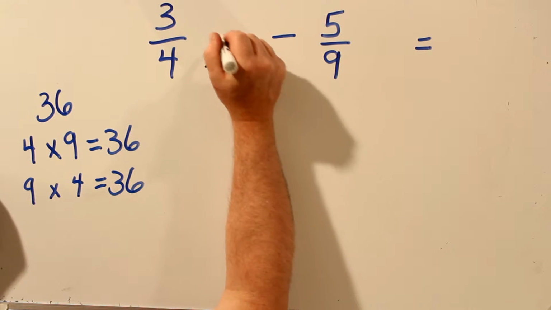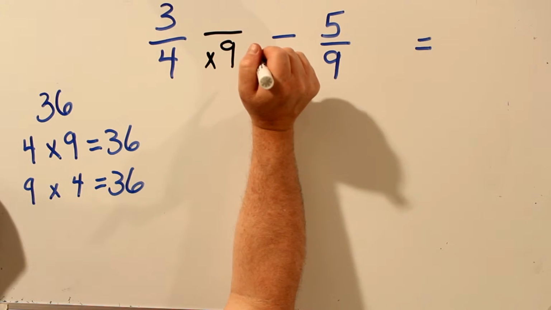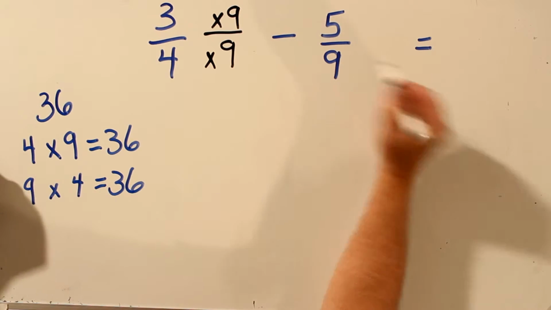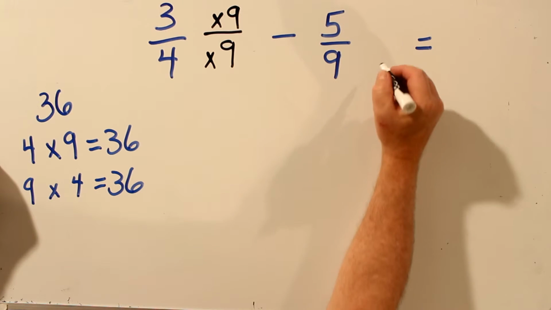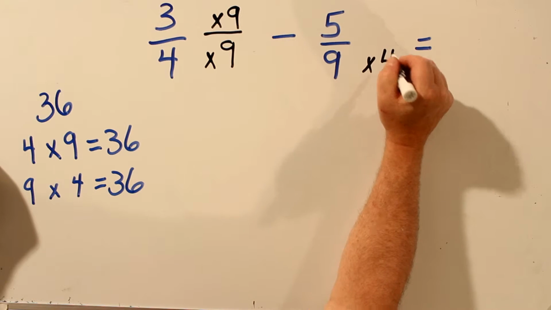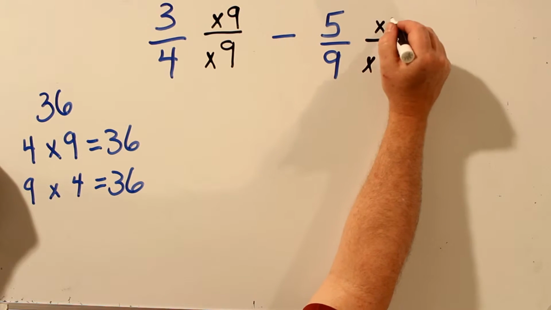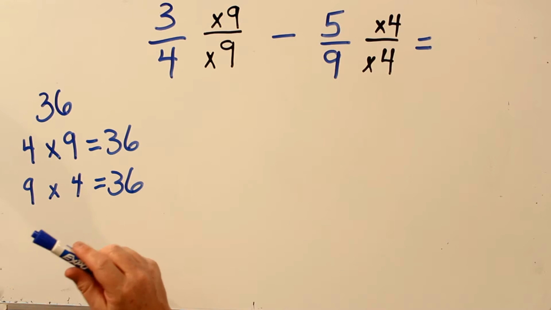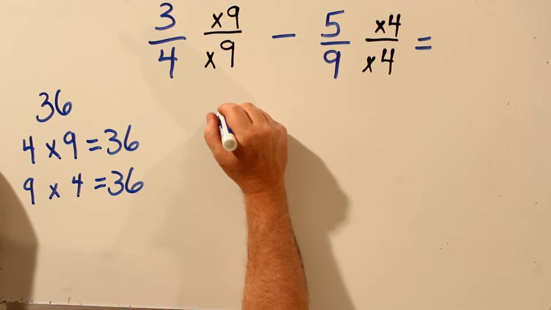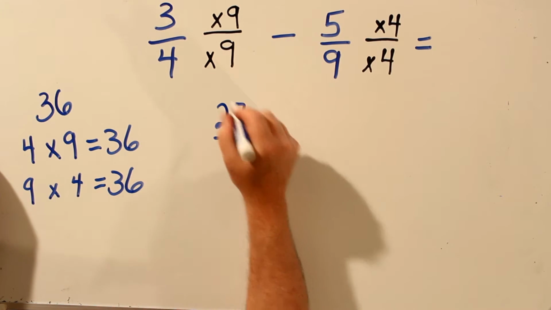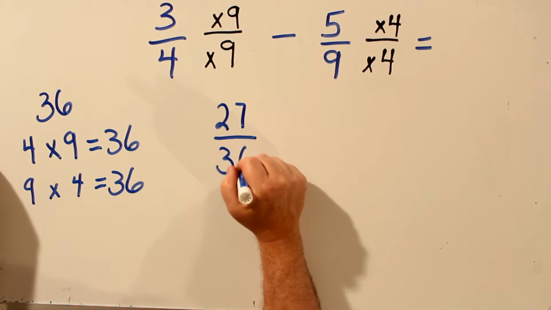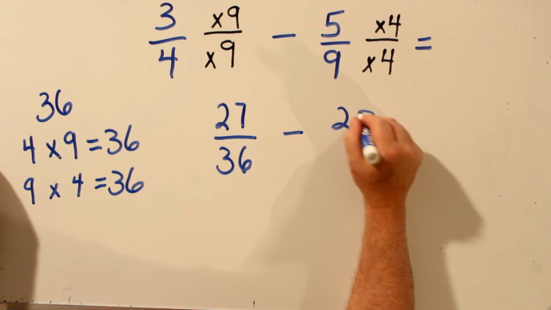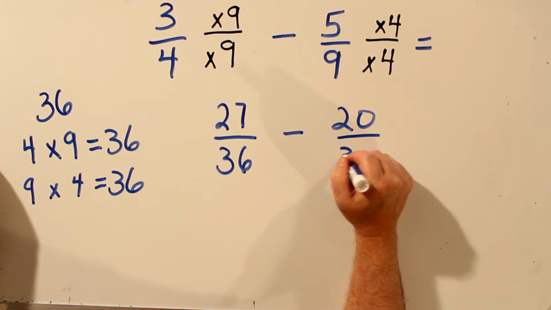And in order not to change the value of the fraction, if we multiply the bottom by 9, we have to multiply the top number by 9. And to make this fraction over 36, we have to multiply by 4. And if we multiply the bottom number by 4, we have to multiply the top number by 4 so that we don't change the value of the fraction. Now let's do the multiplication. 3 times 9 is 27. 4 times 9 is 36. Minus 5 times 4 is 20. And 9 times 4 is 36.